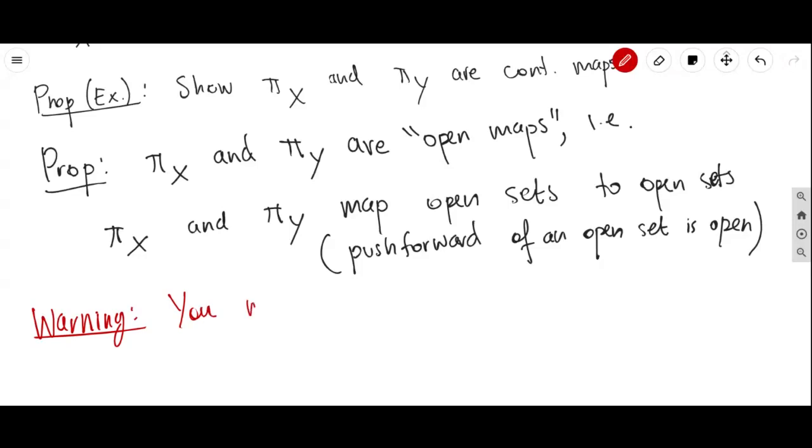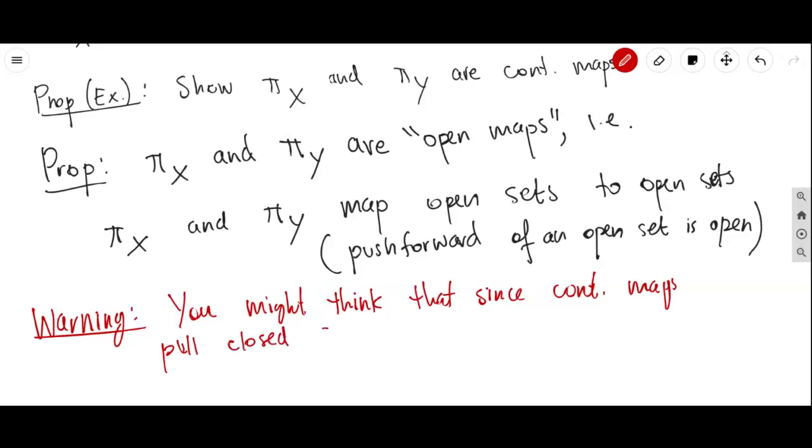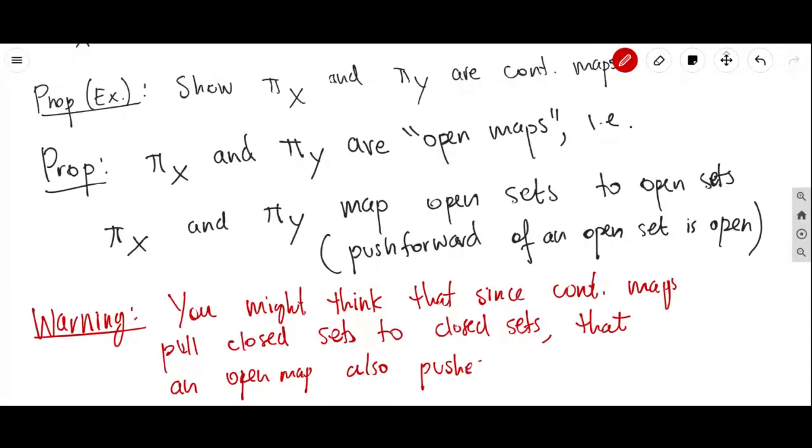You might think that since continuous maps pull closed sets to closed sets, an open map also pushes closed sets to closed sets.